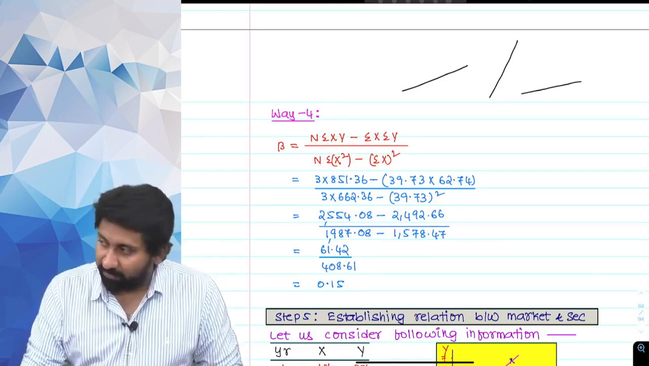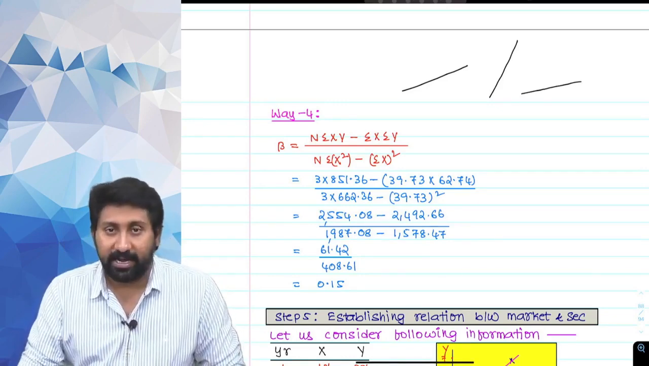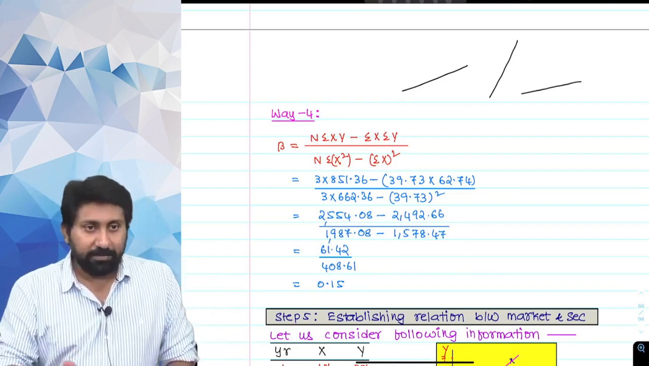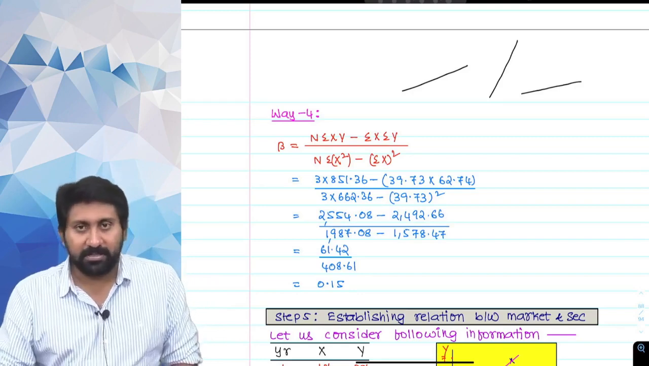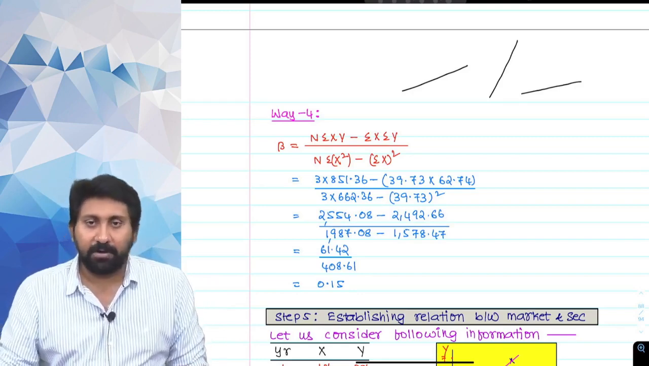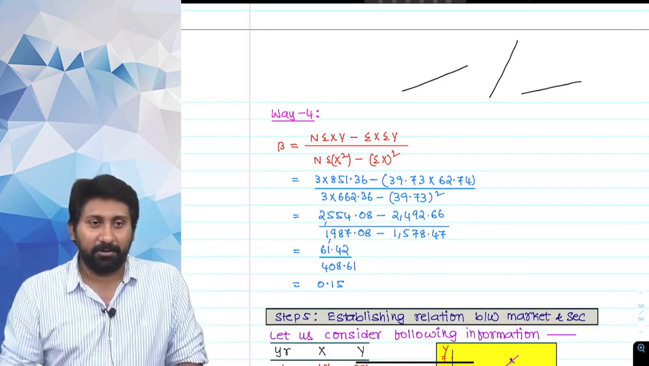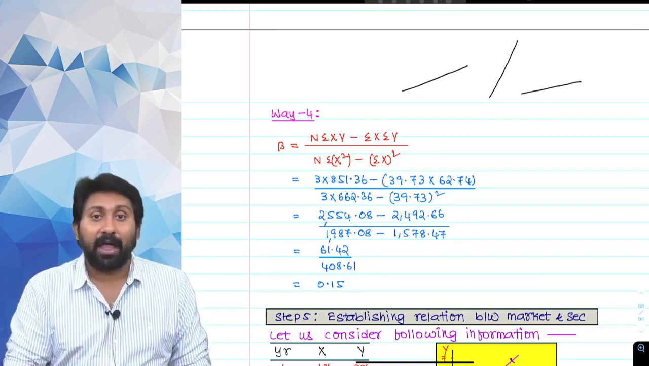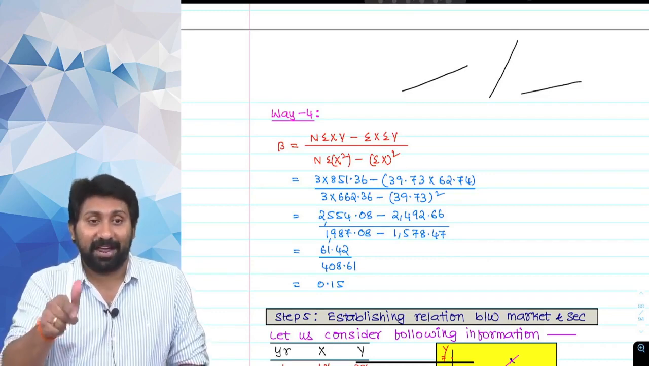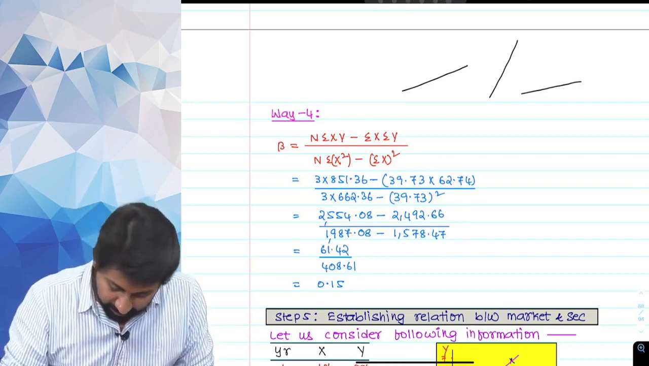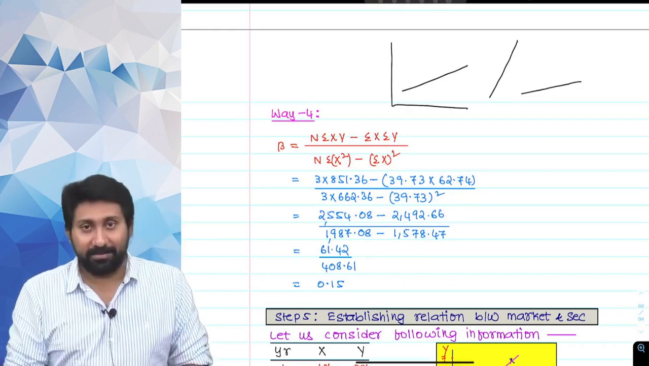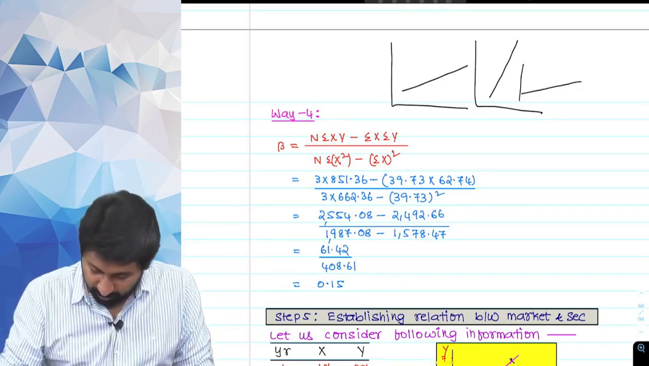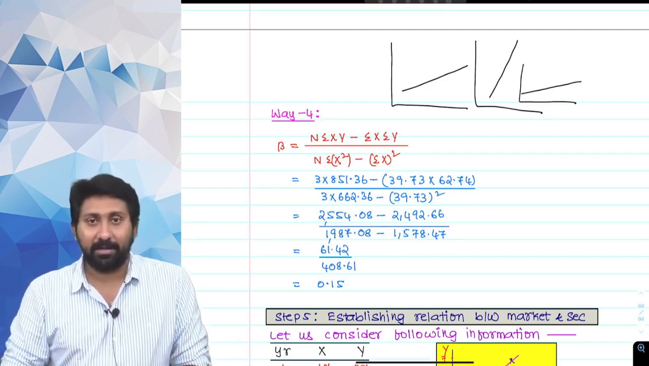What is the meaning of this line? What is the meaning of the second line? What is the meaning of the third line? I don't know. Why? There is no meaning for a line unless it is drawn on a graph. Now tell me, what is the meaning?